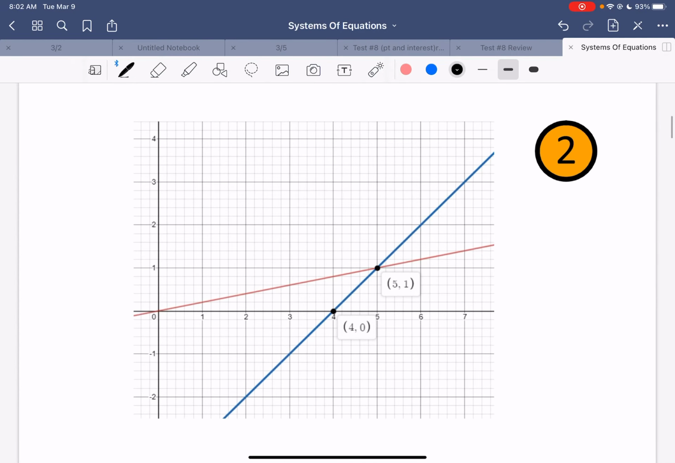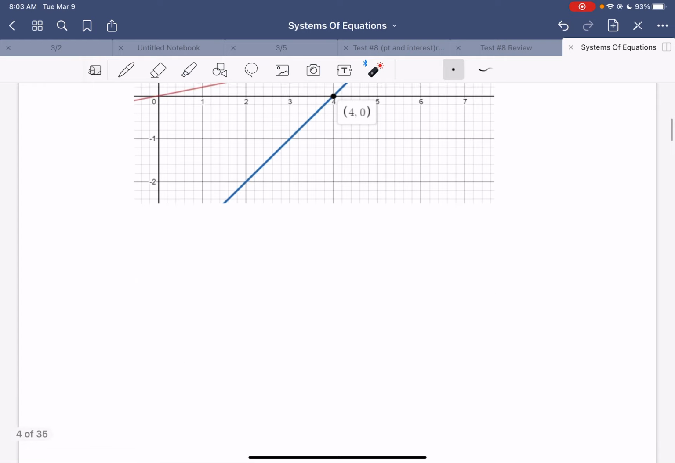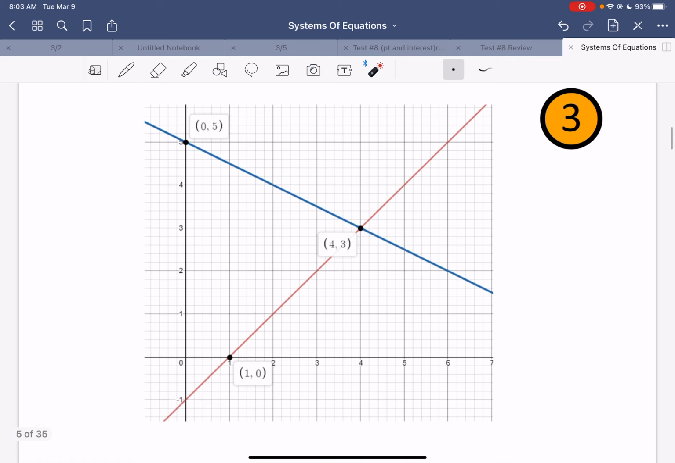So here we have another two equations that are put together in a system. So where would these two systems meet? Or what would the solution to these two systems be? All right, and so I hope you see that it's going to be right here at 5, 1. All right. Number 3.